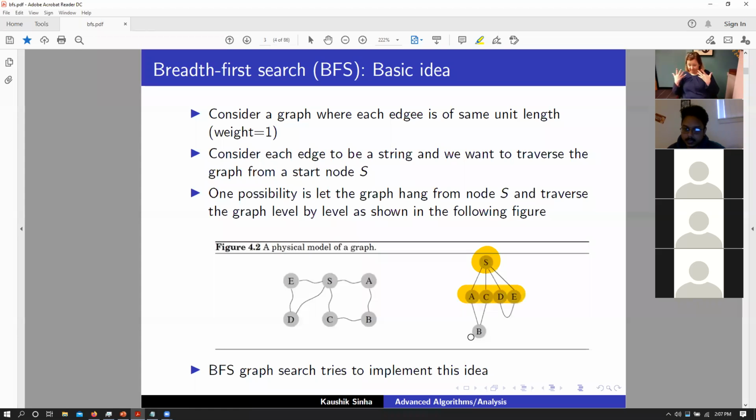So then it starts from A, and then it finds B, where B is now from S. The distance to B would basically be 2 steps, right? So that actually finds you the shortest possible distance to a particular node.